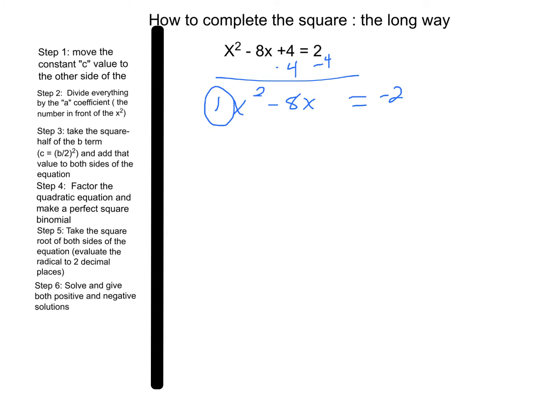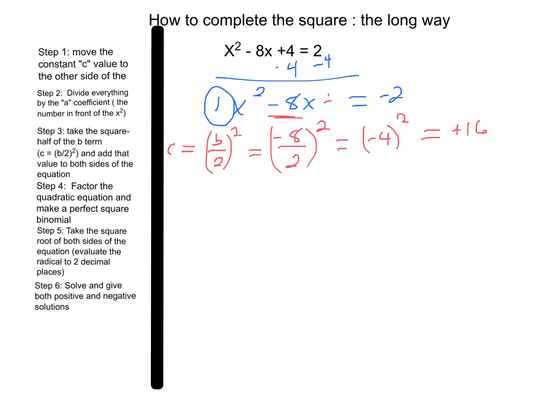Now we're going to take the square half of the b value. The new c value equals b divided by 2 squared, or negative 8 divided by 2 squared, or negative 4 squared, which is positive 16. So I'm going to take this 16 and put it here.